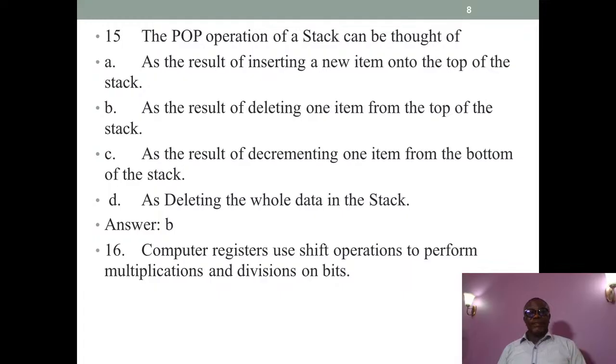Now, 16: computer registers use shift operations to perform multiplications and divisions on bits. What do you think? Yes or no? Of course, the answer is yes, because a shift to the right or a shift to the left corresponds to multiplication or division of the number being shifted.